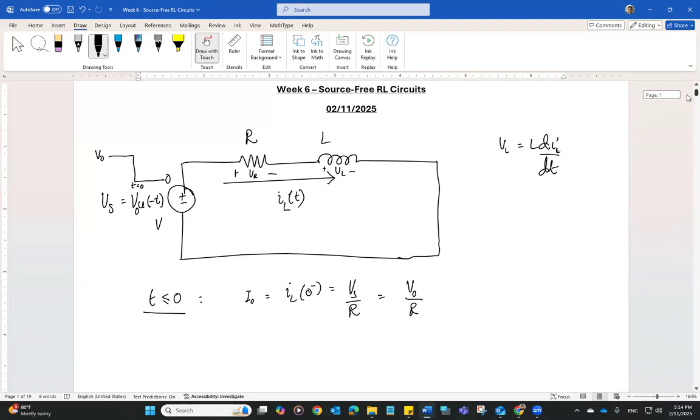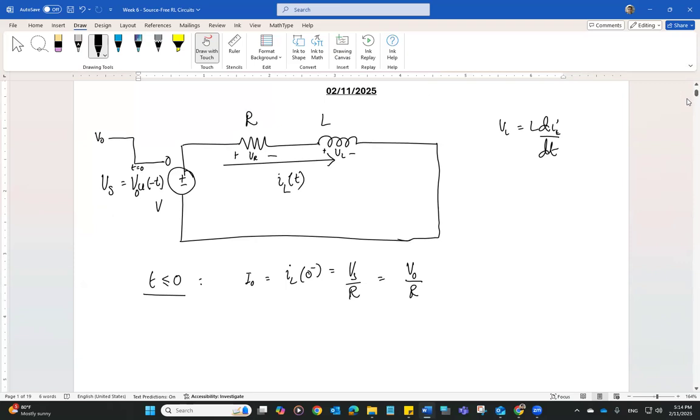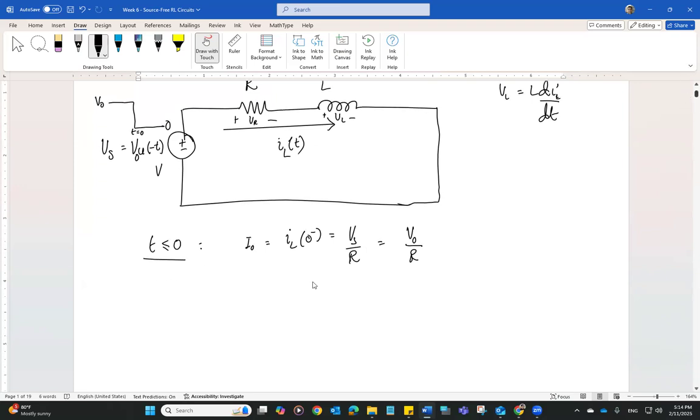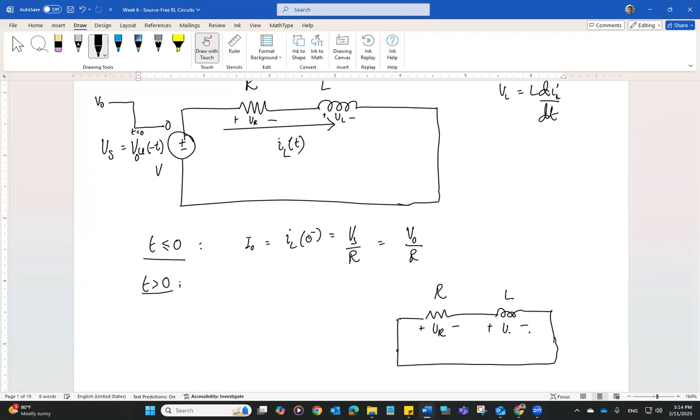Now, when the source voltage goes down to zero, and it's a voltage source, that means the source can be replaced by a short circuit. So t greater than 0. The source is going to be a short circuit, and you have the resistor and the inductor. Now they're connected in series, or in parallel, it's the same thing, because they're just two components connected in the circuit. So R, L, VR, and VL.